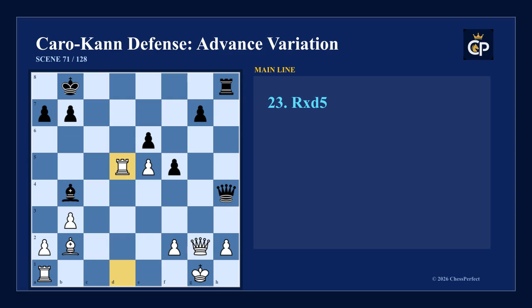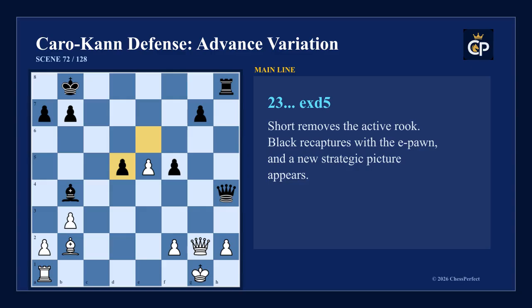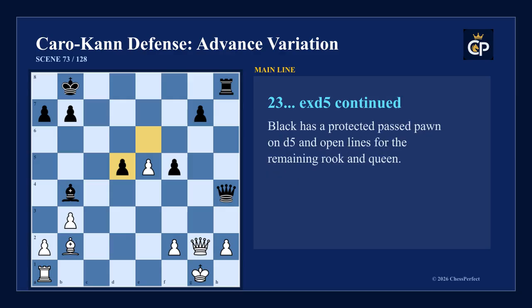Rook takes d5. E takes d5. Short removes the active rook. Black recaptures with the e-pawn, and a new strategic picture appears. Black has a protected passed pawn on d5 and open lines for the remaining rook and queen.